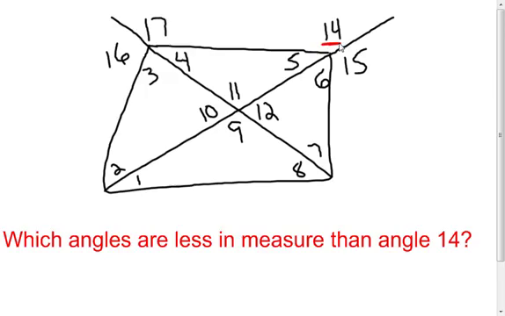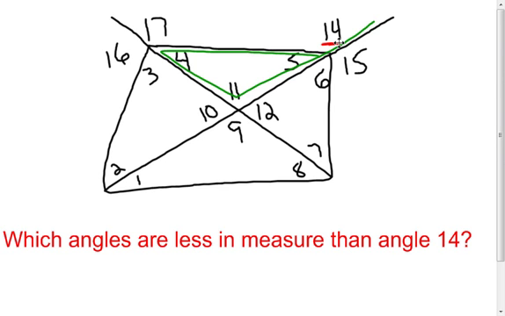I want to find all the angles that I know have to be smaller. Now, there are some that definitely look smaller, but remember, we can't go by what it looks like. We have to go by given information, and specifically in this one, the exterior angle inequality theorem. What I'm going to do is look at angle 14 as an exterior angle of a triangle, and I've highlighted that triangle right now.